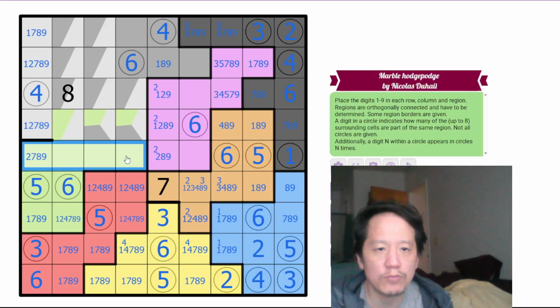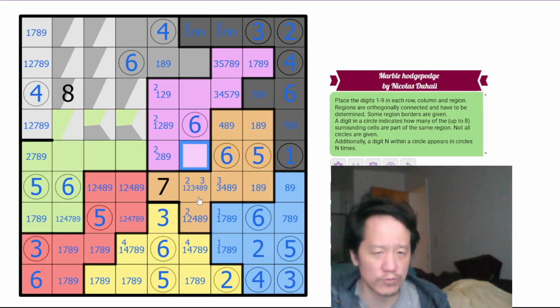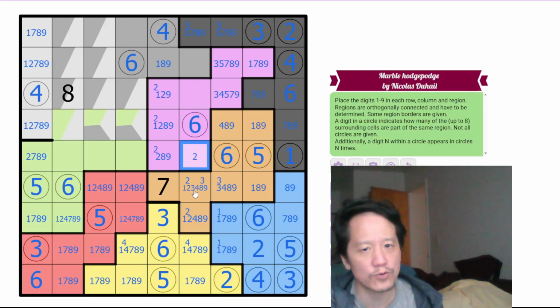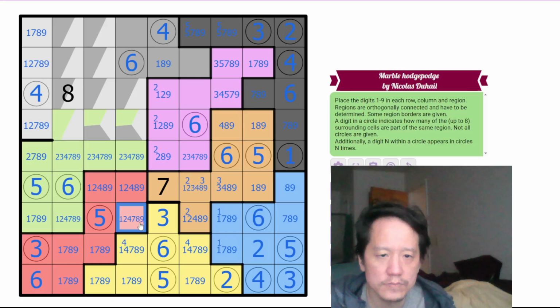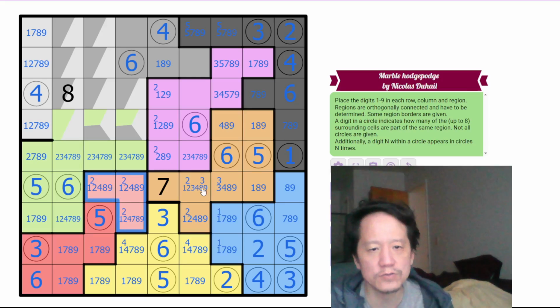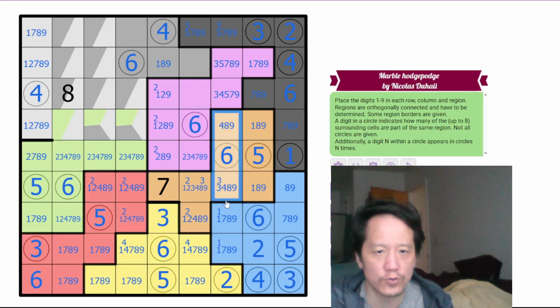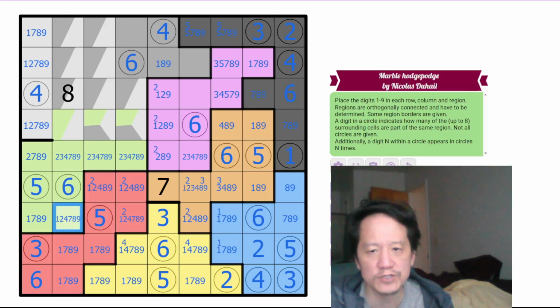We need a 1. What are the remaining digits in row 5? 2, 3, 4, 7, 8, 9. One of these 3 digits is a 2. One of these 2 digits is a 2 for orange. And we have a 2 for red here in rows 6 and 7. So the rest of rows 6 and 7 cannot contain a 2.